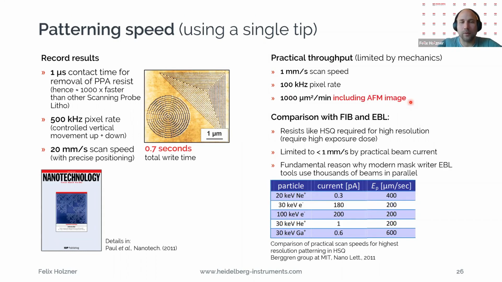So later on you have one huge AFM image of all your pattern. That's a big advantage. And this speed, if you compare it with e-beam lithography, is similar to very high resolution e-beam, where you have to use a very high-resolution resist like HSQ, which needs a high dose, and you have to work with low beam currents to achieve this ultimate resolution, and then you're at a similarly low speed.